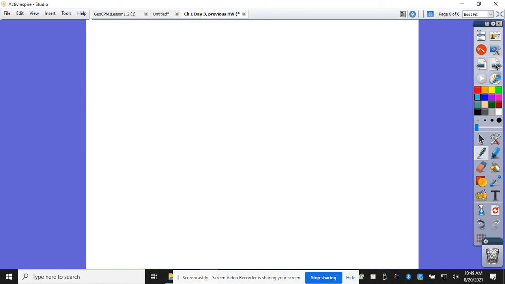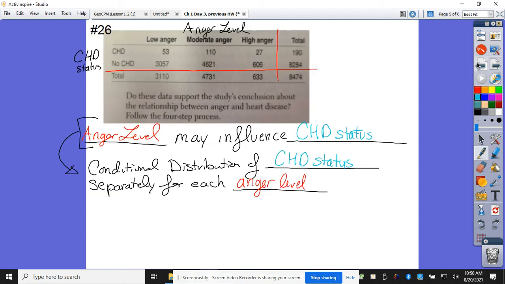All right, so next step would be doing the math, finding the work. So let's talk about how we would write this, organize this, whatever. How many sections am I going to need? 3, because I'm separating by anger level. Let's see if my colors match.